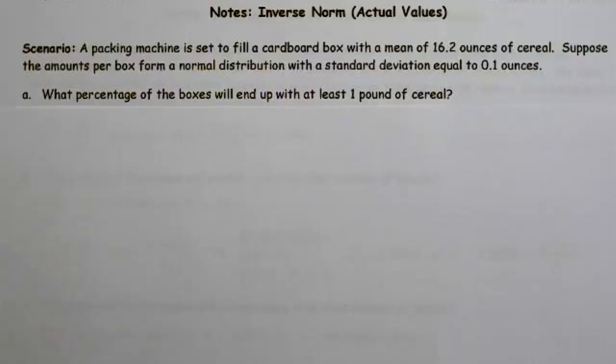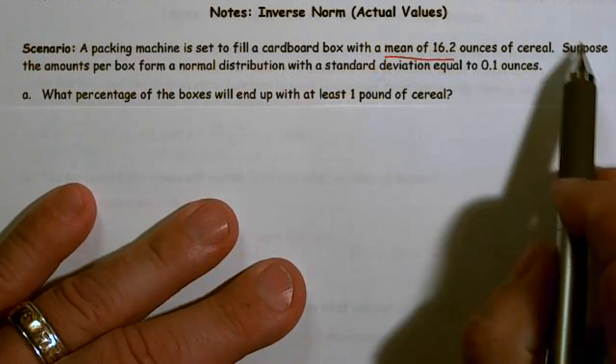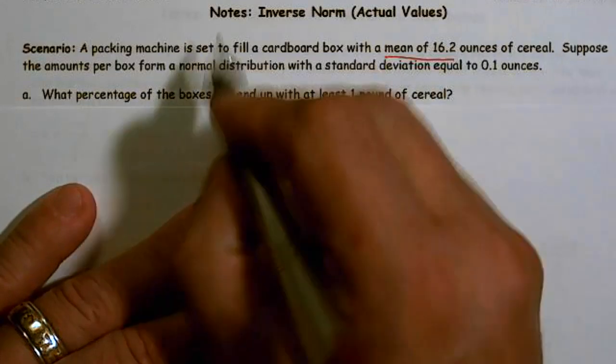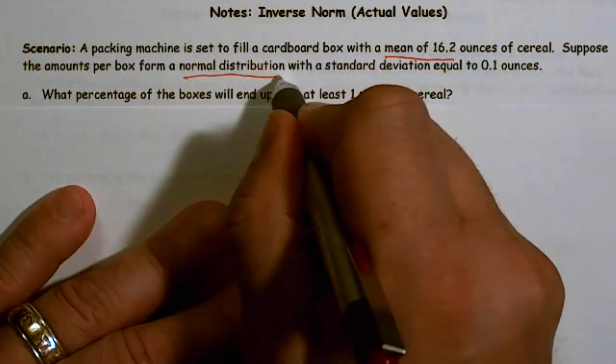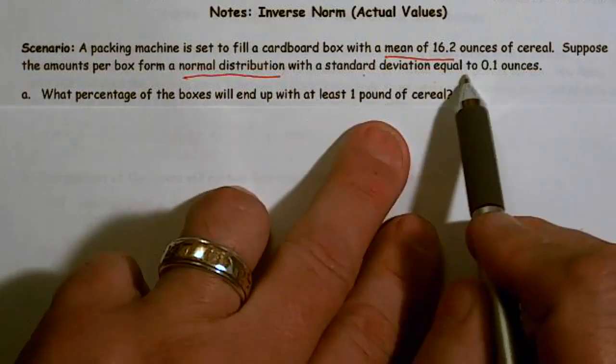Okay, we're going to work a scenario for using inverse norm, using the inverse norm of the calculator. A packing machine is set to fill a cardboard box with a mean of 16.2 ounces of cereal. So we know that our mean is 16.2. This is important: suppose the amounts per box form a normal distribution. Good, we need that so that we can use the normal part, with a standard deviation equal to 0.1.